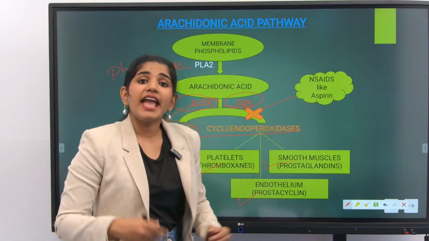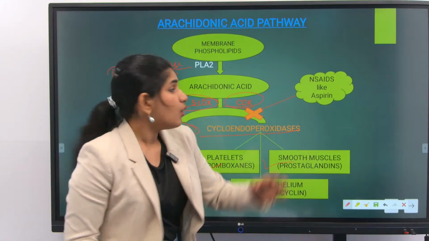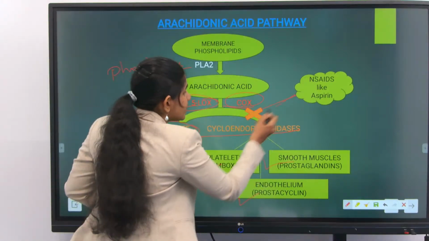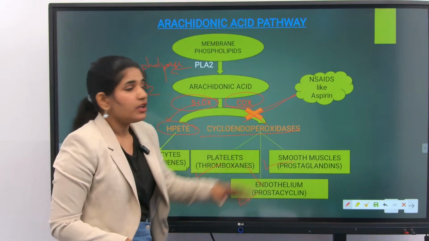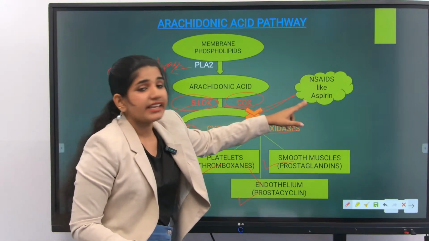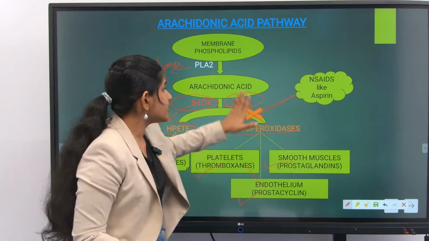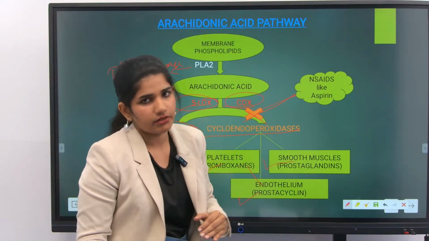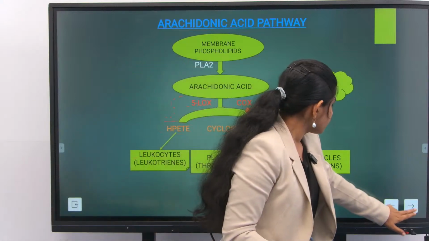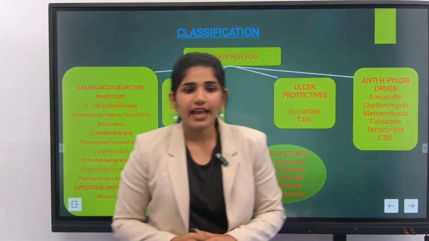When we are giving NSAIDs like aspirin, they have the ability to block this particular COX pathway. Understood? So when we give NSAIDs like aspirin, they block the COX pathway, then the LOX pathway will only work in such a condition. That is the basic arachidonic acid pathway.